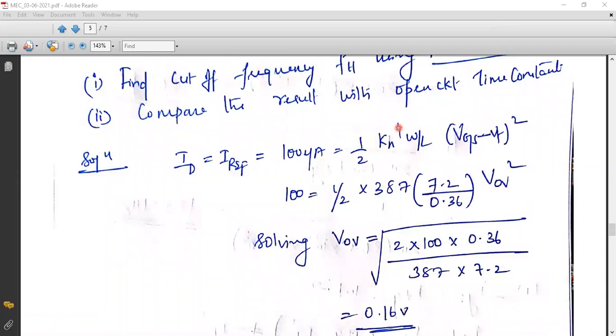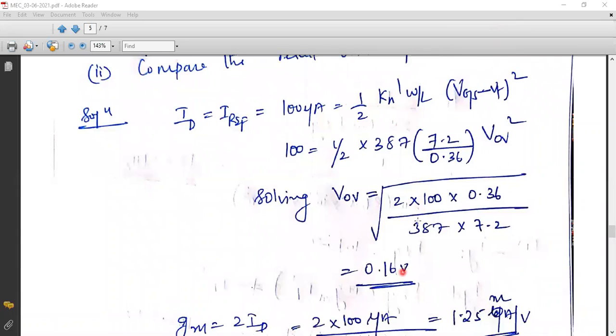Yes, very good, Nivedita. It is 0.16 volt. So the answer for VOV is 0.16 volt. So within 1 minute, this meeting will get done. Please rejoin back to the same link.